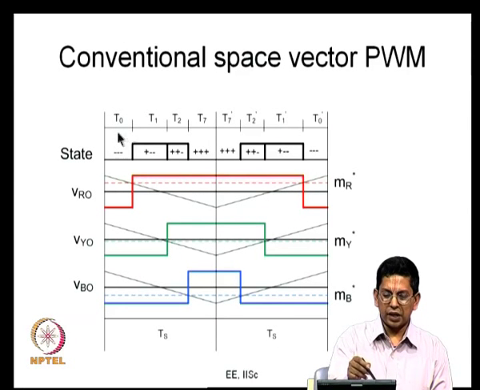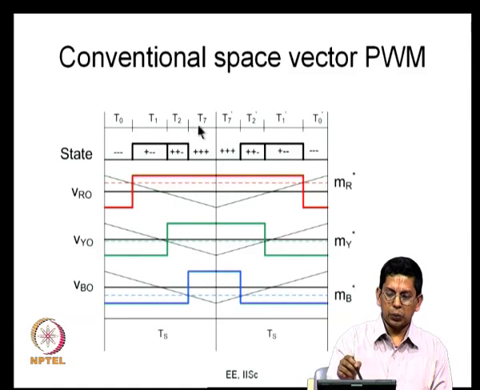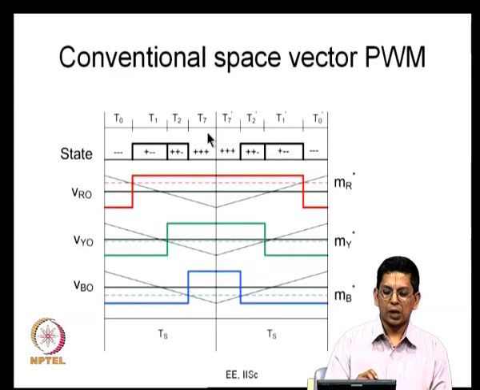This is the inverter state applied against time. You have inverter state 0 (minus minus minus), inverter state plus minus minus, inverter state plus plus minus, and plus plus plus. These are applied for durations T0, T1, T2 and T7 respectively, as shown here.